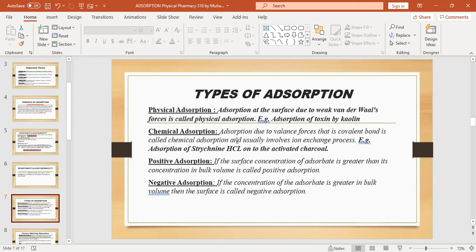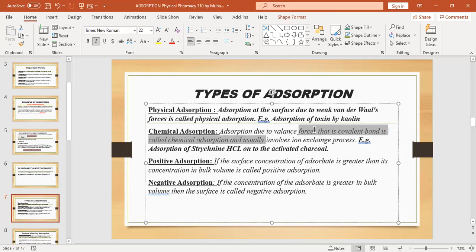Next is chemical adsorption. By chemical adsorption, we mean that valence forces, that is covalent bond or ionic bond, are responsible for the addition of the adsorbate on the surface of the adsorbent. It means the interaction between the adsorbate and the adsorbent is a chemical bond. Valence forces means chemical bonds. An example is adsorption of strychnine HCl on activated charcoal.